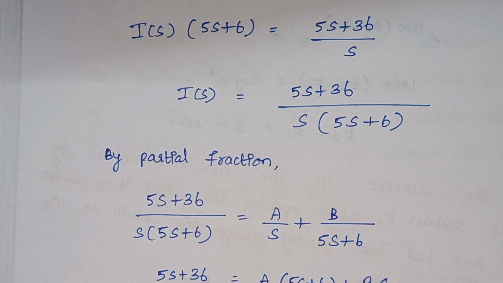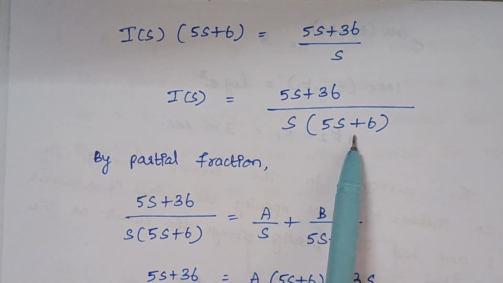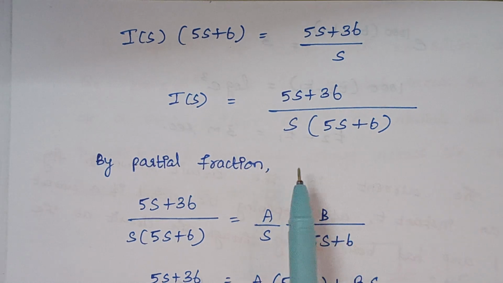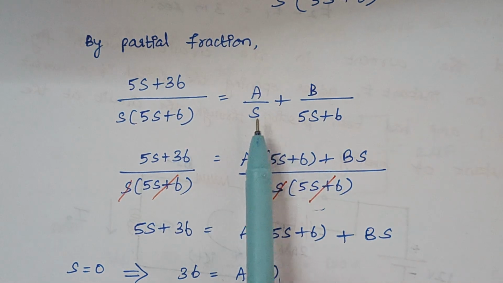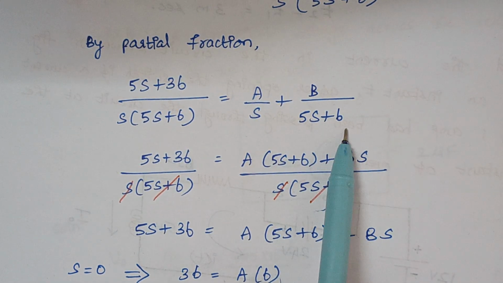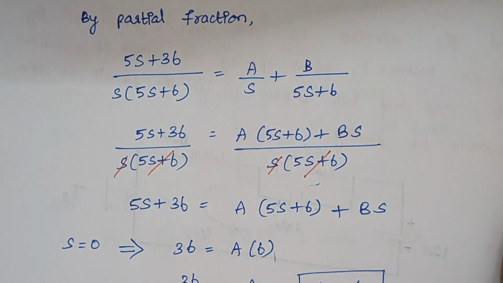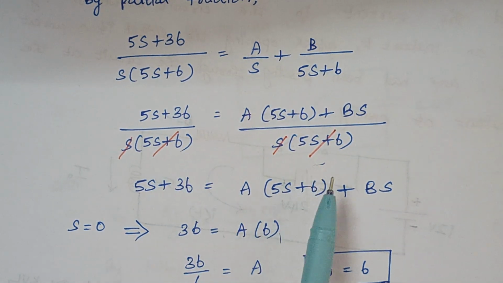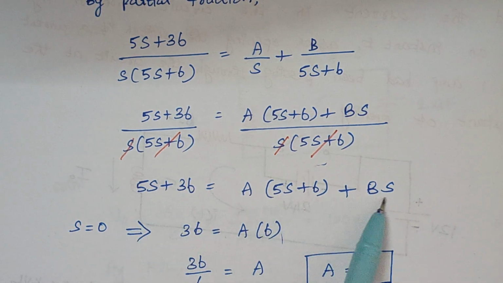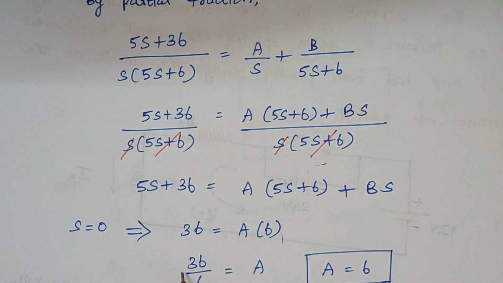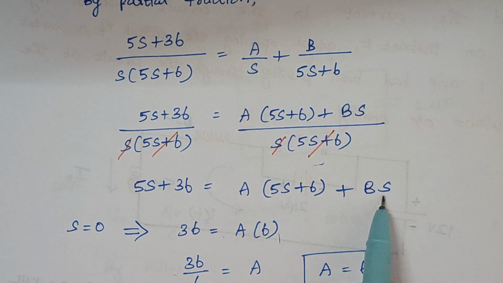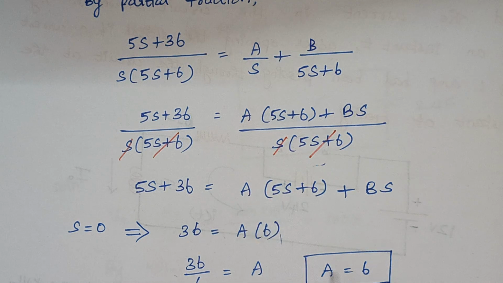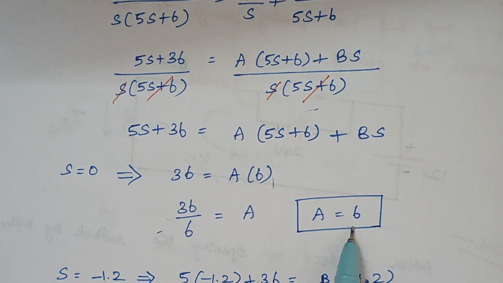So next, as usual, we have to find an expression for I of s. Then the next step is, as it has two terms in the denominator, we have to split and write it as two individual terms. Okay, a by s plus b by 5s plus 6. So just take LCM, and here the common denominator terms cancel each other, and finally we are having an expression like this. So again, in order to find the values of a and b, we have to substitute the values accordingly. So first substitute the value of s as 0 so that b becomes 0. We can easily find a. So here the value of a is 6.